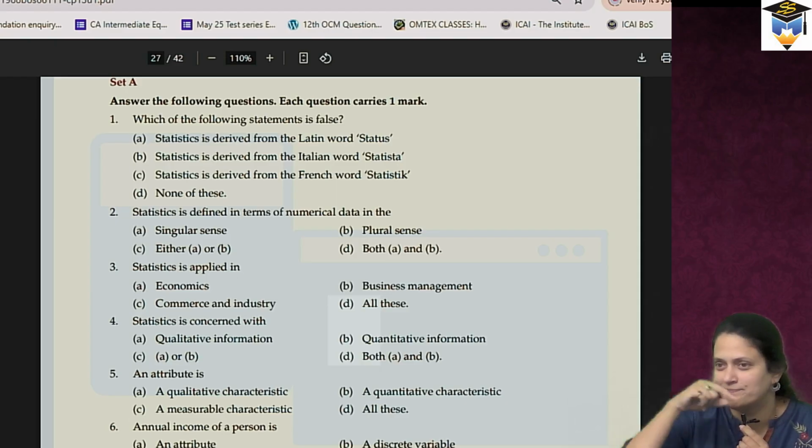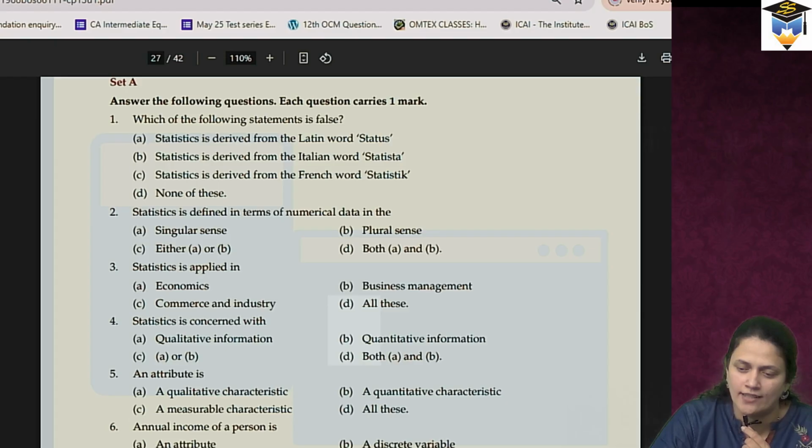What's your name again? Aditya. Yes. Statistics is defined in terms of numerical data in singular sense, plural sense, either A or B, both A and B. Which is the correct option? Statistics is defined in terms of numerical data in singular form.